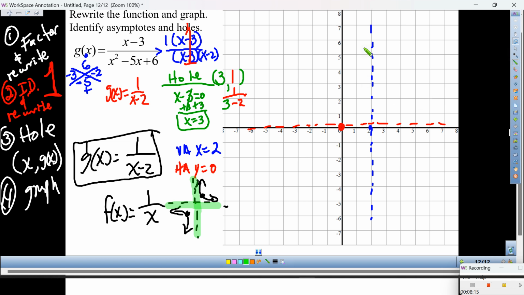So let's see. Where do both of them meet? Here and here. So that means I need a point at what? One up, one to the right. So I go one up, one to the right. There's my point. And we need one to the left, one down.